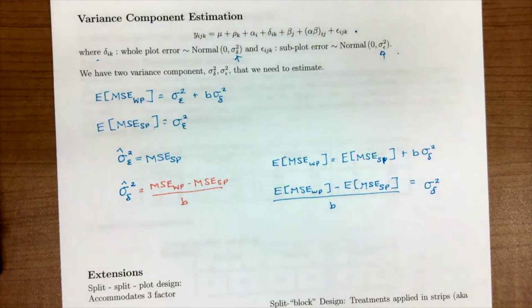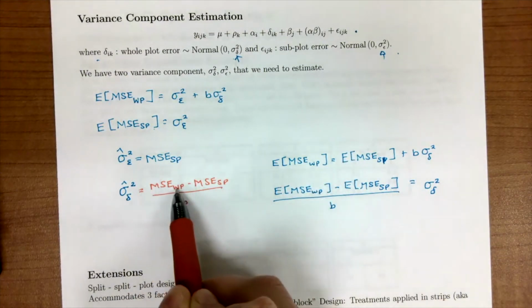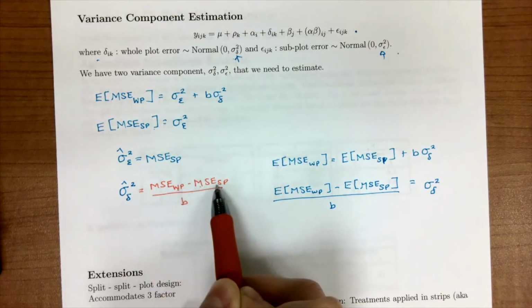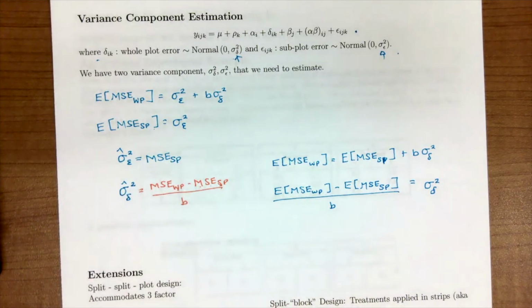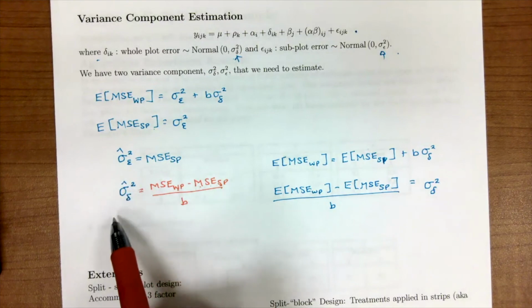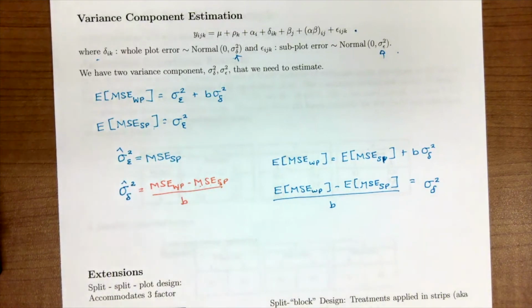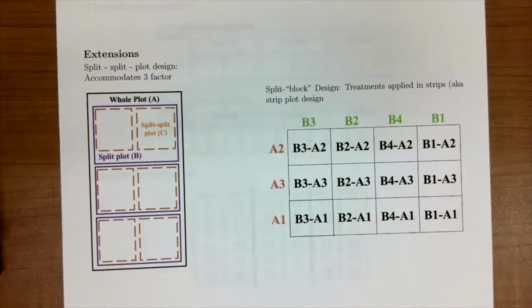Notice that whenever we've talked about variance components, sometimes they could be negative. So what could happen mathematically is that our MSE of the whole plot is smaller than our MSE of the subplot, which would cause this variance term to be negative. If that happens, all we do is set our sigma squared delta equal to 0, and we treat it as negligible.